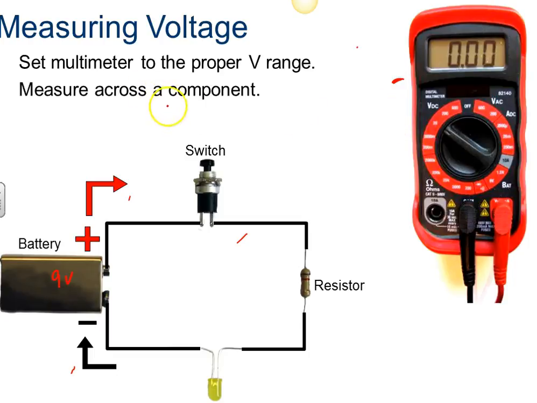And we measure across a component. So for instance, maybe we're interested in the switch, or maybe we're interested in the battery, or maybe we're interested in this diode over here, a light. If we want to measure the voltage, we measure across it, meaning that we put one of the probes on one side, one on the other side. When we go to the switch, we measure from this side. Notice that this is our positive probe, this is our negative. We're putting the positive on the positive side, the negative on the opposite side.